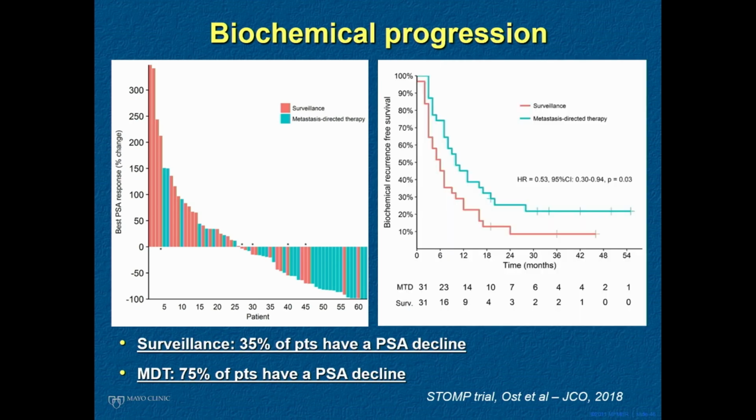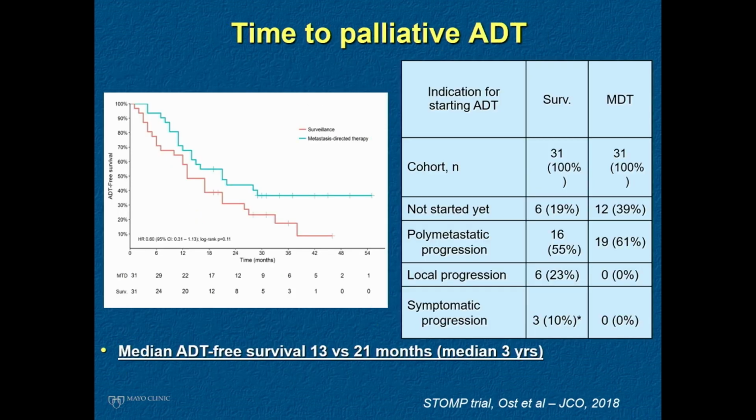And here is just the biochemical recurrence survival. But I think the key here is actually avoidance of palliative ADT. We know that our patients don't like it. It has really no good survival outcomes when it comes to getting it early versus waiting for more symptomatic progression or polymetastatic disease. And you can see the ADT freedom was actually doubled essentially, at a median of 3 years.